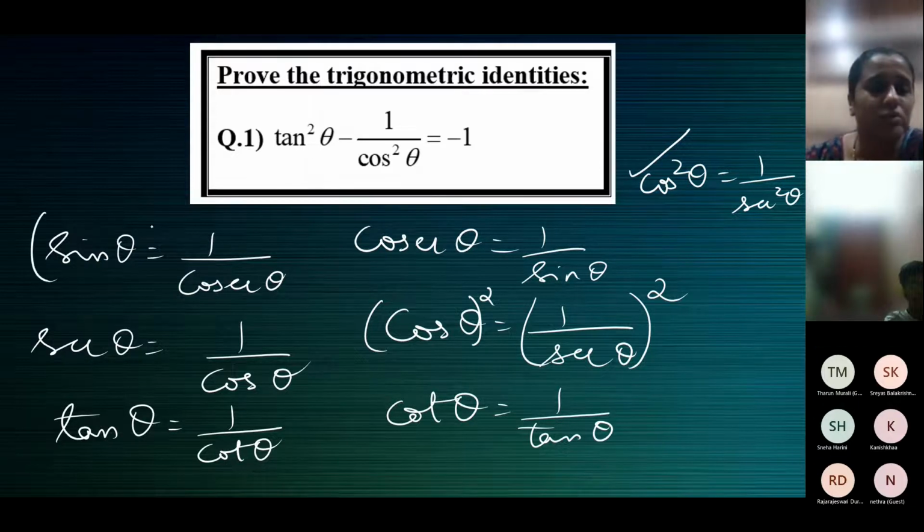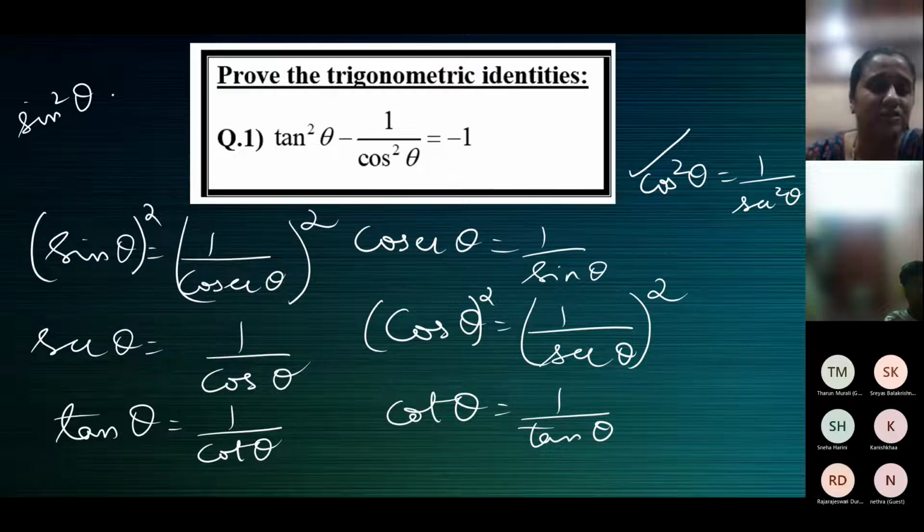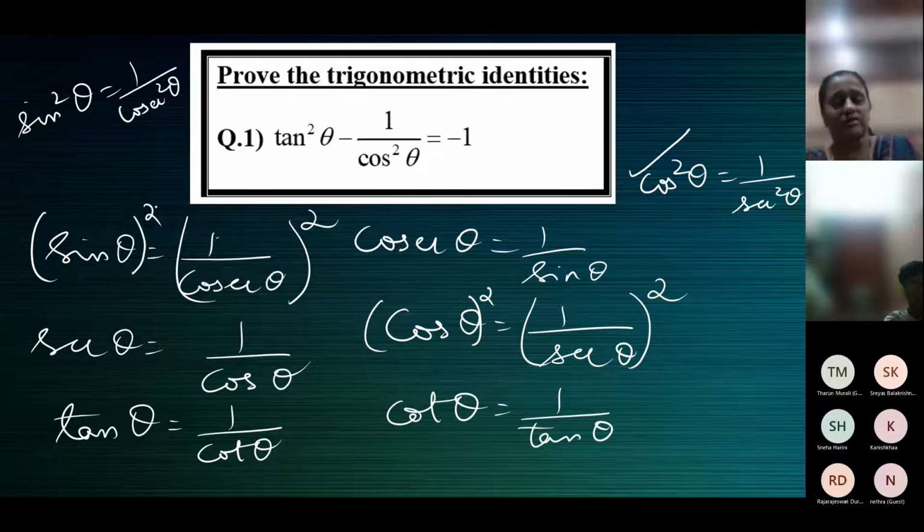Now say you square this on both the sides. This is the left hand side. You square this. This is the right hand side. You square this. So what do you get? Sin square theta is equal to 1 by cosecant square theta, because 1 square is 1 only.